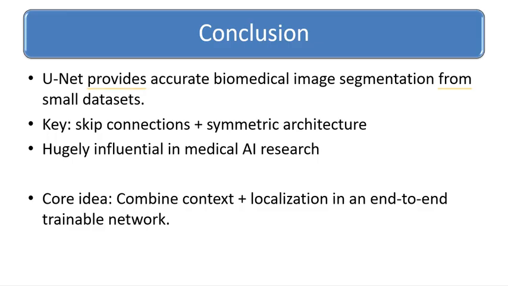As for conclusion, UNet revolutionized biomedical image segmentation by making it feasible with small annotated datasets. Its key strengths lie in combining contextual understanding with precise location. Thanks to its symmetric architecture and skip connections, it's a landmark model that continues to inspire new developments in medical AI and also in my field, that's stroke care.